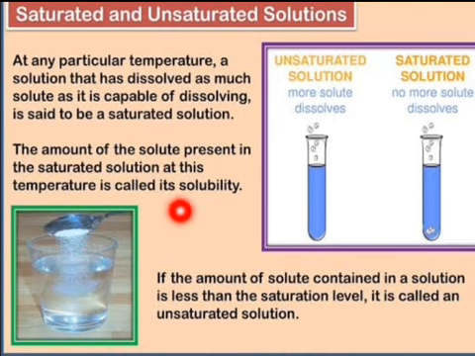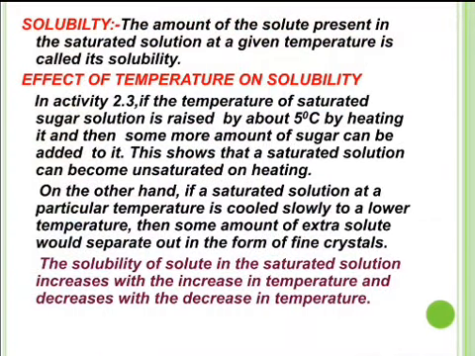solubility. It means it can dissolve only a particular amount of solute in its solvent at the given temperature, and no more solute can be added when the saturated solution is prepared. And what is unsaturated? If the amount of solute contained in a solution is less than the saturation level, it is called an unsaturated solution. So this is how saturated and unsaturated solutions are distinguished.